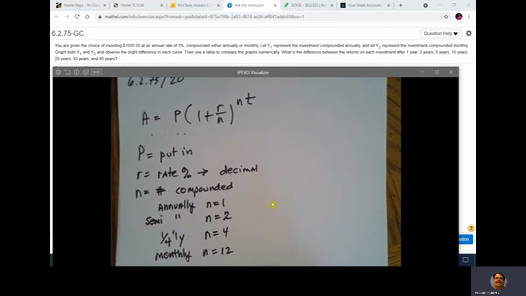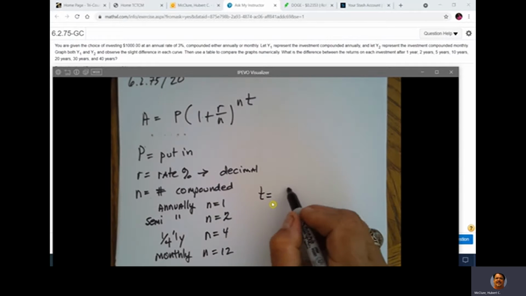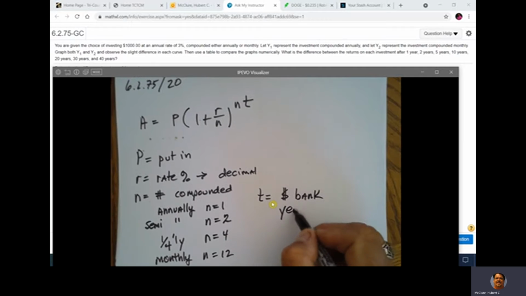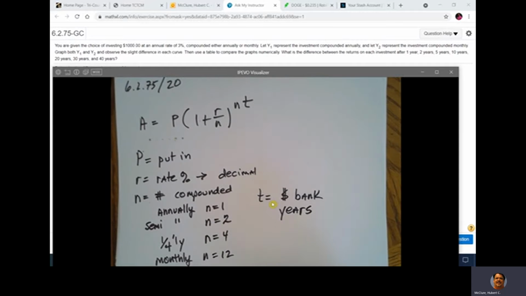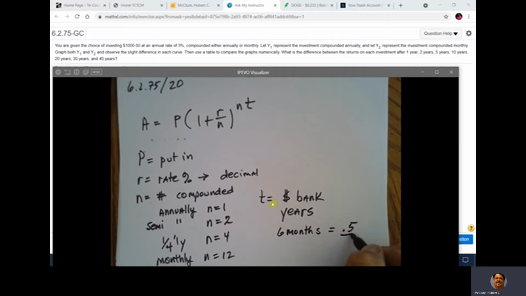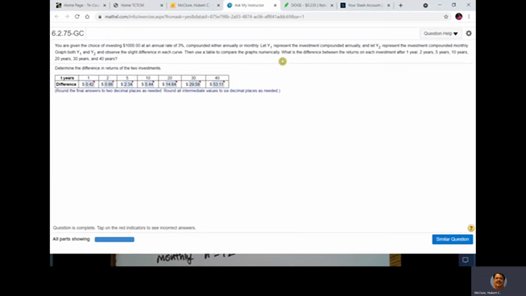That would be 365. And t is how long you're going to leave the money in the bank, in years. So if you leave it for 6 months, that's equal to 0.5. It's always got to be in years. Now you just plug and chug. I'm not going to do all of these because it's just calculator work.